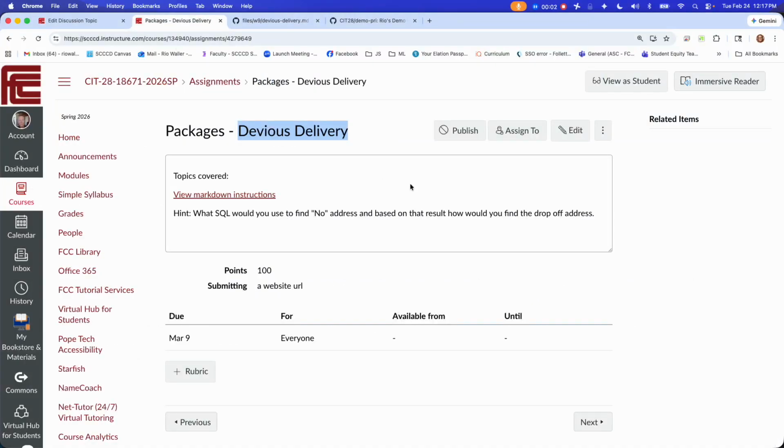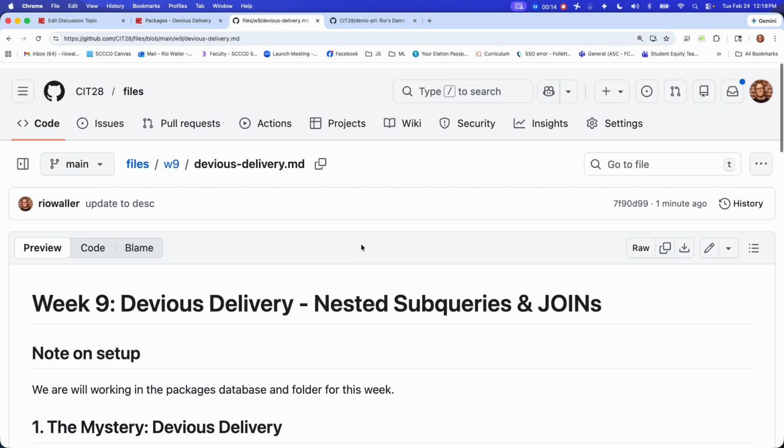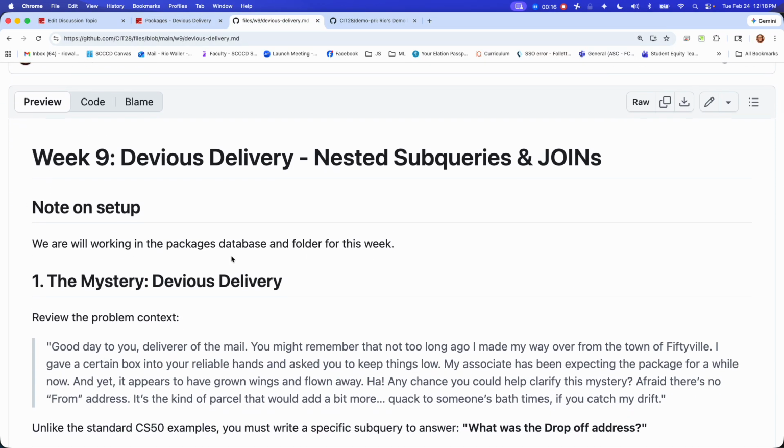Okay, so for our second problem set from the relational work that we've done so far, we're going to continue with the packages, but this time we're going to do Dubious Delivery. So going over to the instructions, there's no database setup because we're using the same one. This time, you will do a nested subquery and a join. First get the nested one done and then do the join.